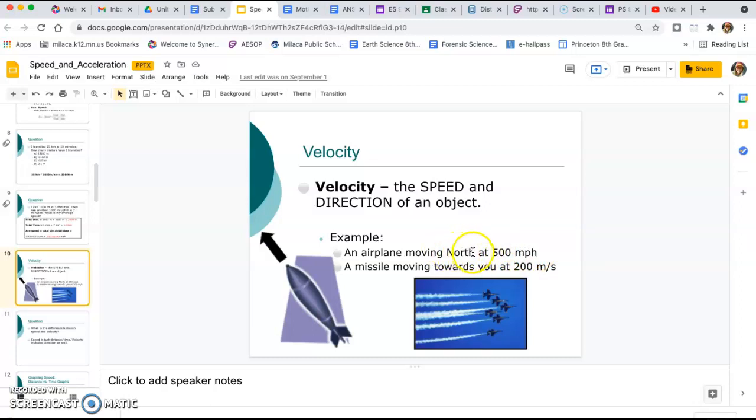So any direction words, north, south, east, west, up, down, right, left, are going to indicate that now I have velocity, not just speed, as long as it is coupled with that speed. Another example could be a missile moving toward you at 200 miles per second. So here I have the speed, and here I have the direction. It's moving toward me. Hopefully I get out of the way, right? So go ahead, jot this down. You can ask the sub to pause the video for you if you need more time.